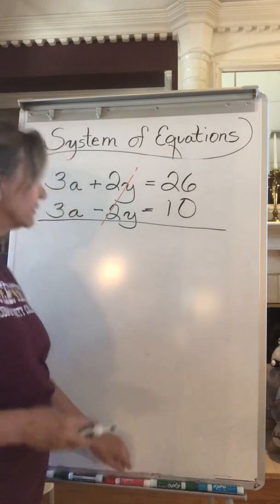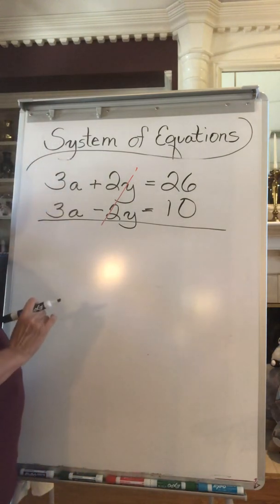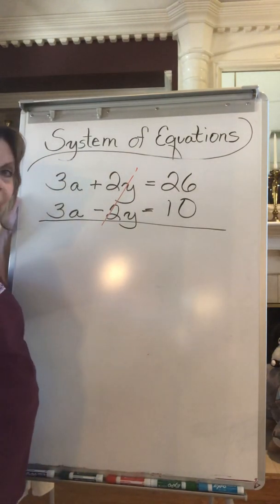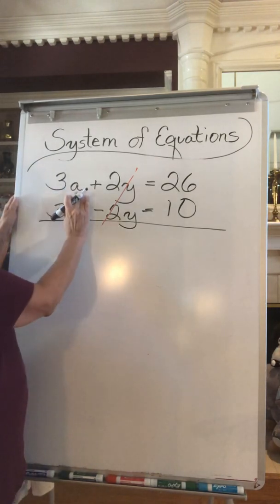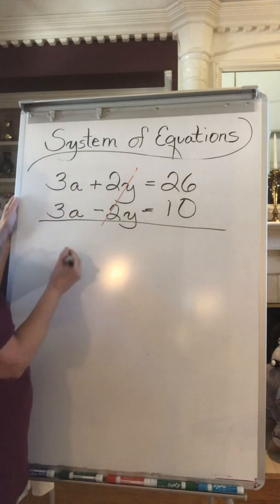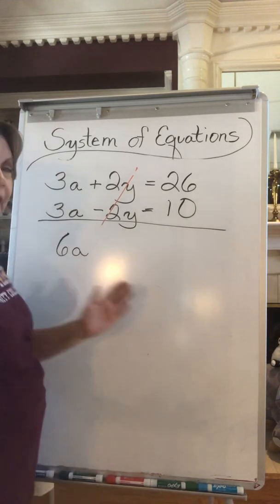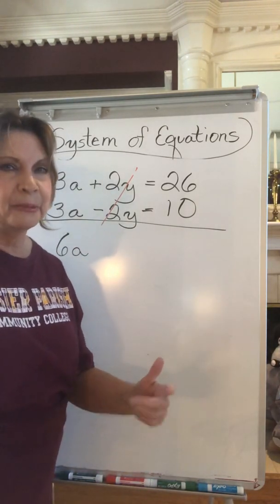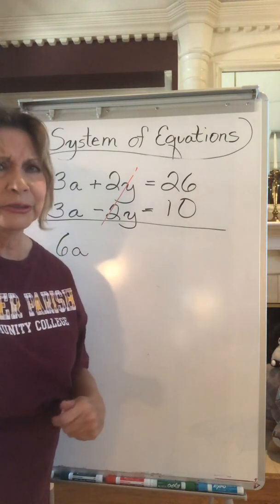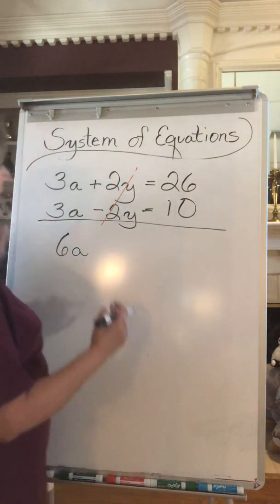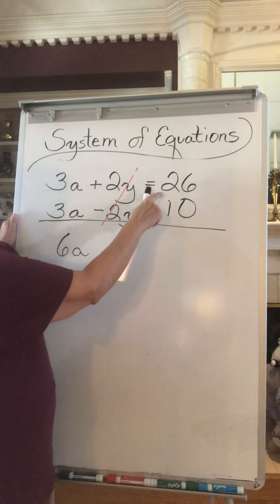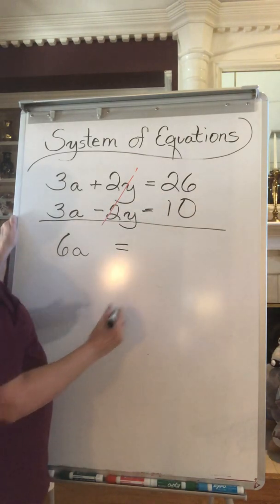So now I just have my a here to solve for. So I have 3a here and 3a here. That gives me a total of 6a, because I can add like terms together, remember? Put all those little critters in the pen together. Equals 26 and 10.